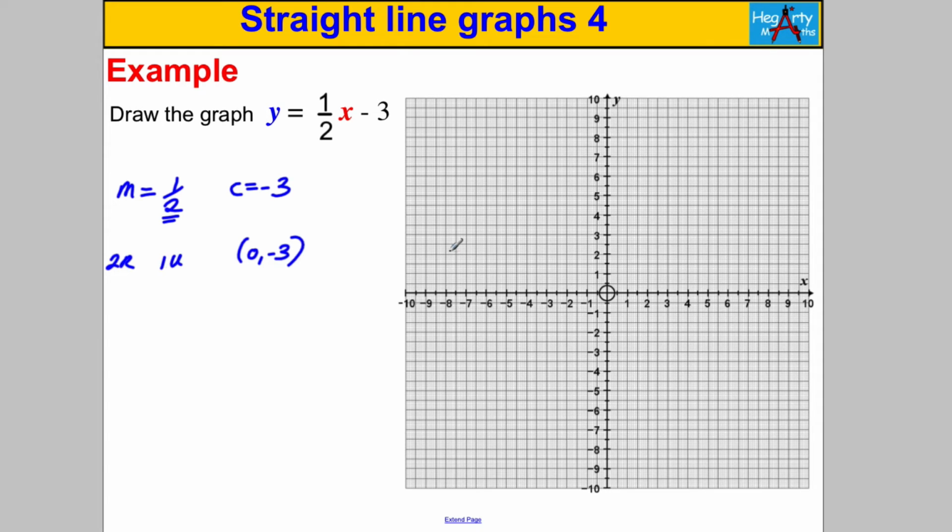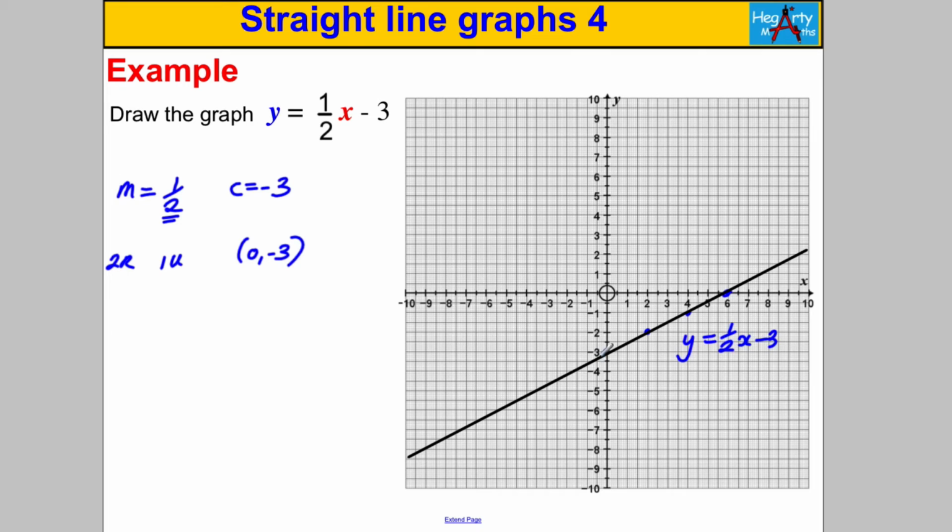I can use that to draw this. So let's start at 0, negative 3 here. As I go to the right 2, I go up 1. So I'm going to go across 2, up 1. Across 2, up 1. Draw a straight line through your points and then label your straight line. This is the graph y is equal to a half x subtract 3.